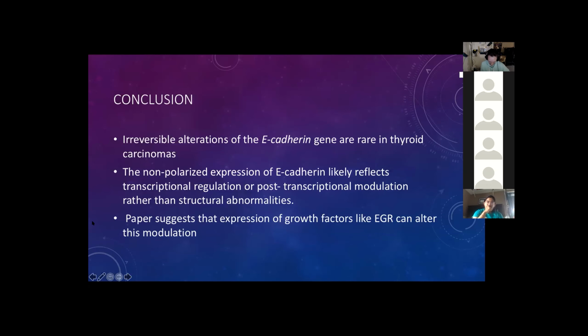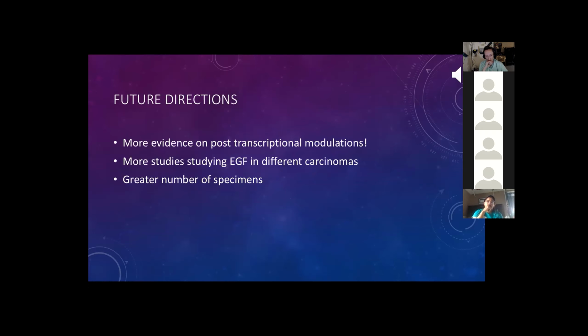In conclusion, the paper supports that irreversible alterations of the cadherin gene are rare and that non-polarized expression likely reflects transcriptional regulation or post-transcriptional modulation rather than structural abnormalities. The paper suggests that morphological changes might be due to an epidermal growth factor, which can cause a change in the localization of cadherin from cell borders to the cell surface. This study mostly focused on the immunoreactivity of cadherin expression in different thyroid tumors. For future directions, I would focus more on getting evidence on post-transcriptional modulations like the epidermal growth factor, rather than relying on other studies for evidence. I would also include a greater number of specimens. This study only included 31 tumor specimens.